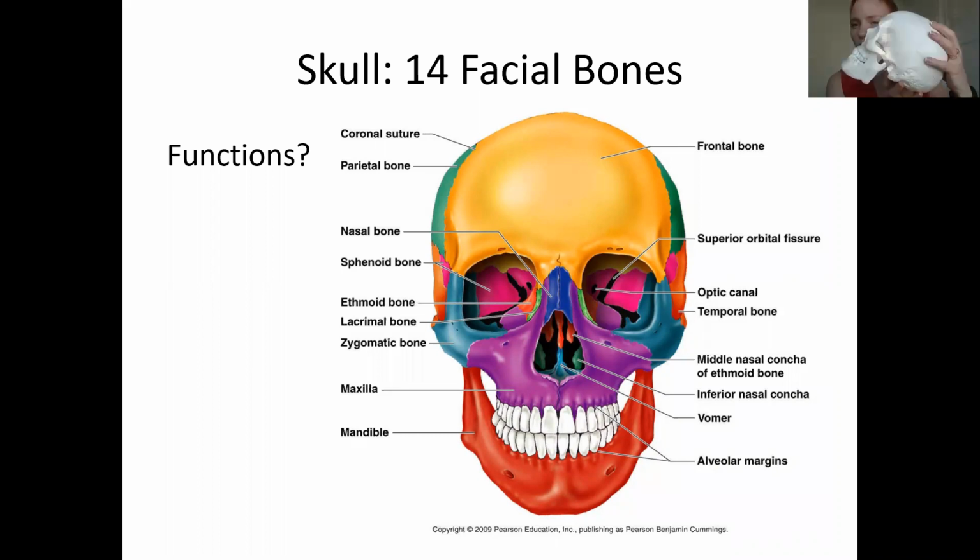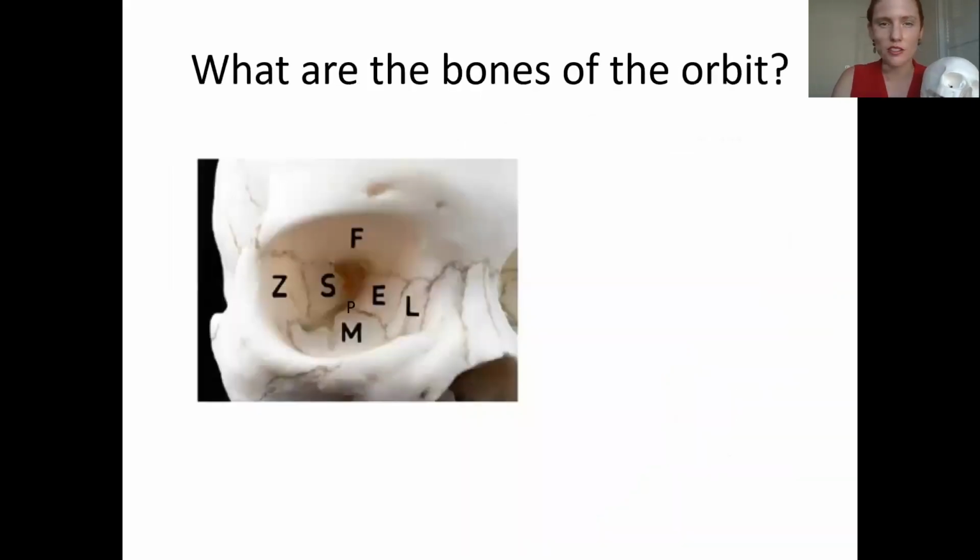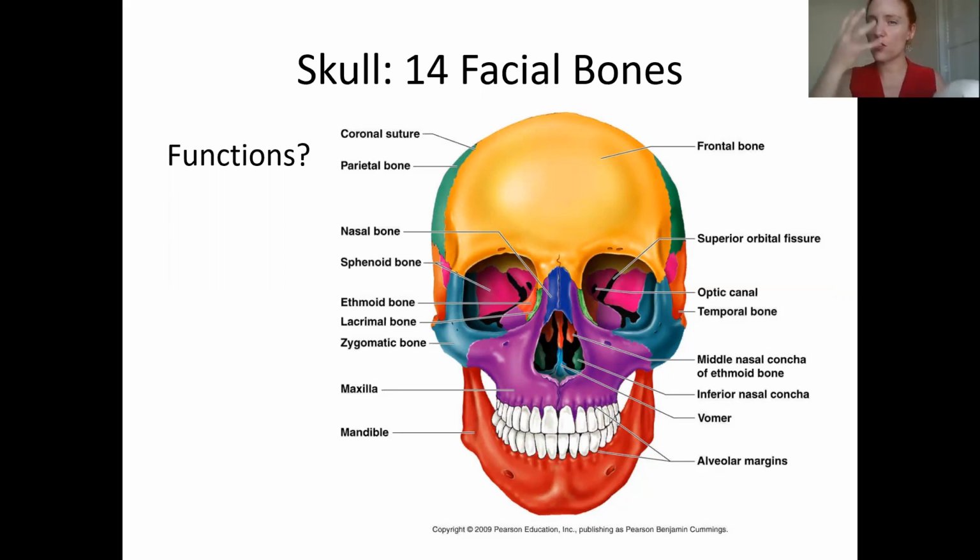So the cranial bones, their job is to enclose and protect the brain. What's the function of the facial bones? They provide the shape, the structure, and the muscle attachments for our facial muscles. There are a lot of important structures here. The shape and structure of your face comes from the bones underneath, and the thing that allows us to move our mouths and talk and make all those facial expressions is related to the facial bones.